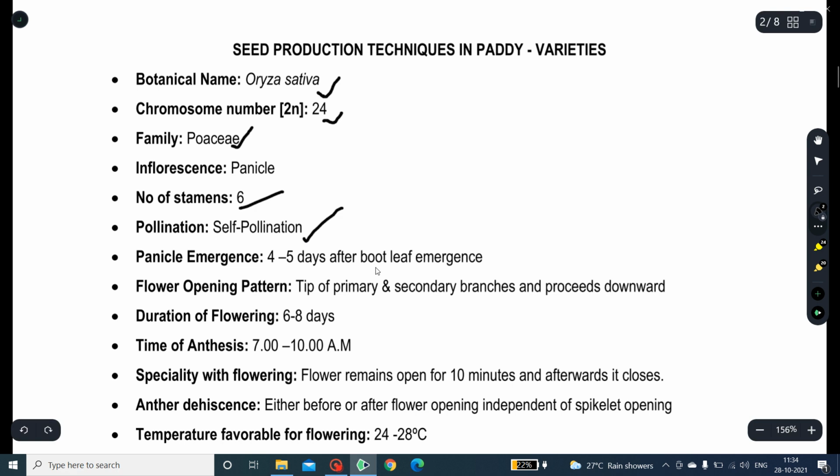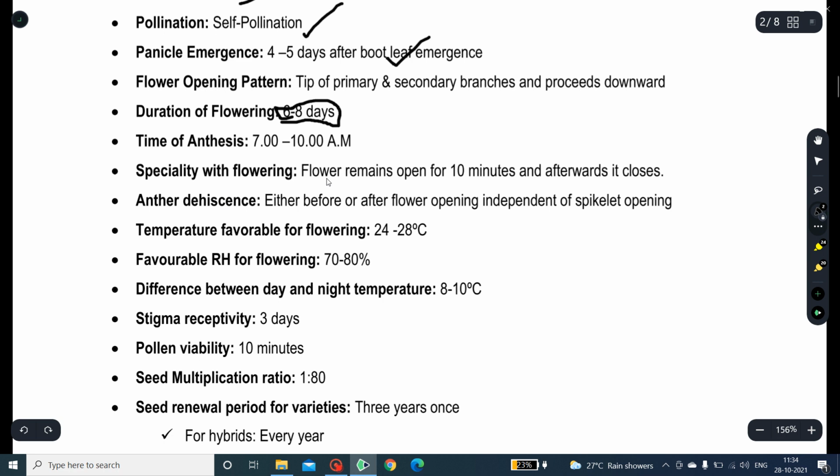The panicle emergence takes place after 4 to 5 days of boot leaf emergence, and the flower opening pattern is from the tip of the primary and secondary branches and proceeds downwards. The duration of flowering is about 6 to 8 days only, and anthesis takes place in the morning, 7 to 10 a.m. The speciality with flowering is that the flower remains open for 10 minutes and afterwards it closes. Anther dehiscence takes place either before or after flower opening, independent of spikelet opening.